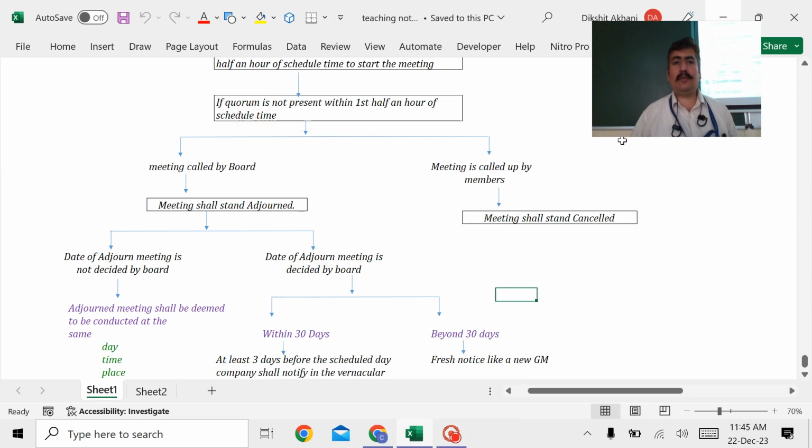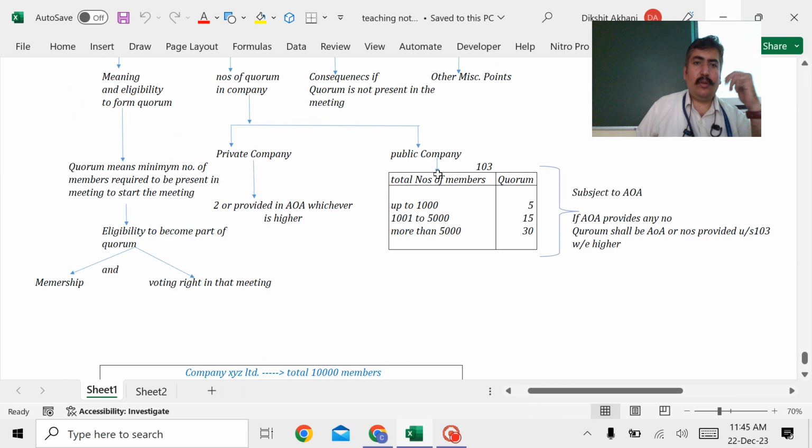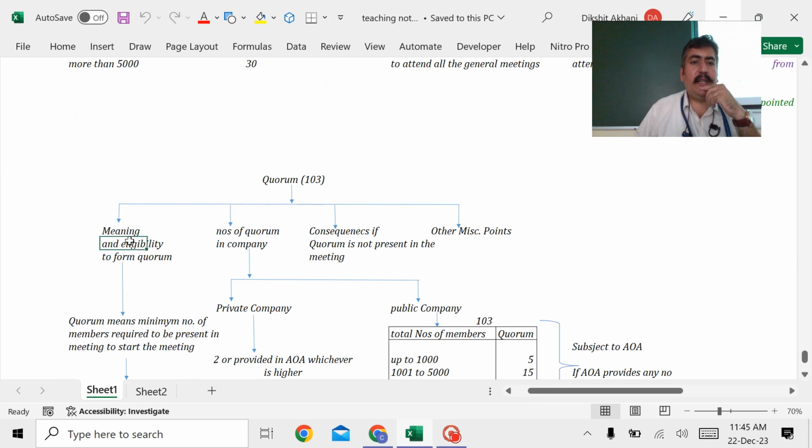ठीक है, तो as you can check it up in the quorum, we have done these many topics like meaning, eligibility, numbers of quorum, what we needed, consequences if the quorum is not present in the meeting. But other missed points, this is also a very good topic. I would say यहीं से भी कई सारे अच्छे questions I have expected and I have seen coming in exam.